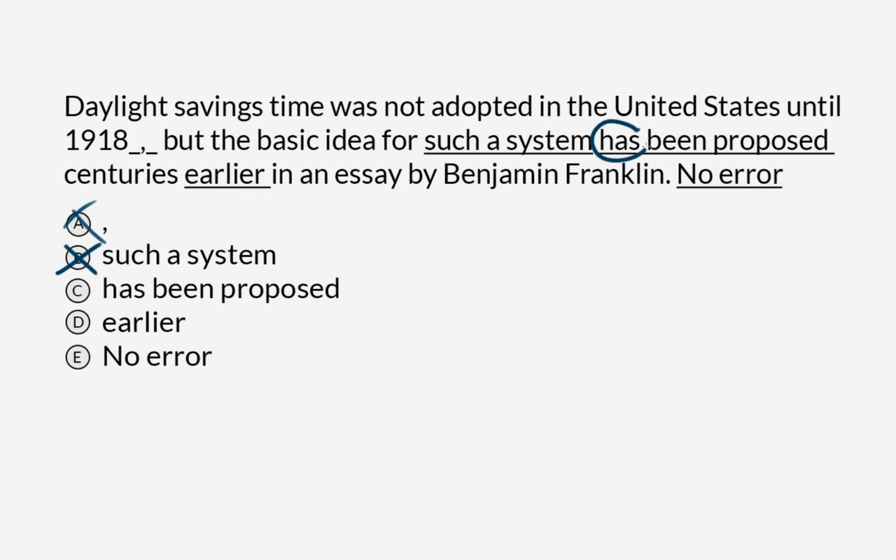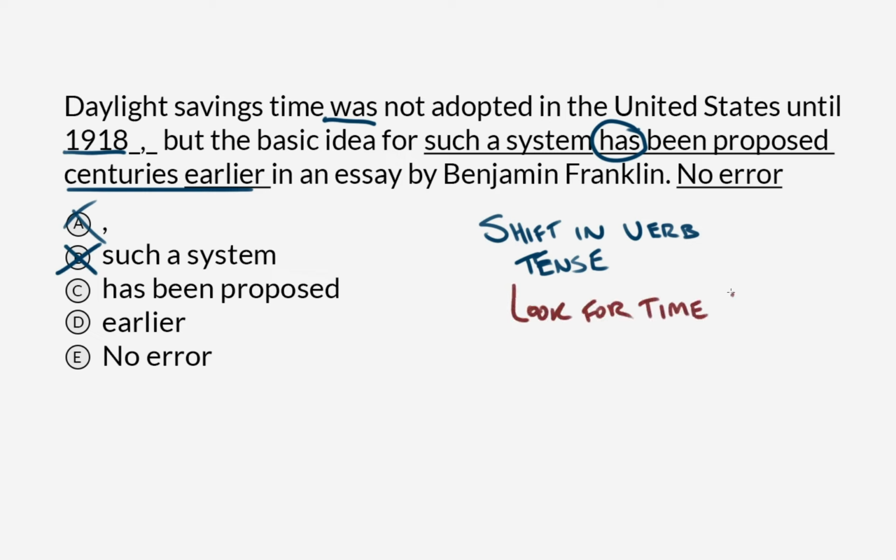Now here's the error. It pops right out at me, is has, because we've got other time clues in this sentence, like 1918 and was and centuries earlier. This is a shift in verb tense question. And when we've got one of those, we want to look for time clues, right? Because this is in the present tense, but this non-underlined portion is in the past tense. But 1918 and centuries earlier indicate that we should be using the past and not the present tense.